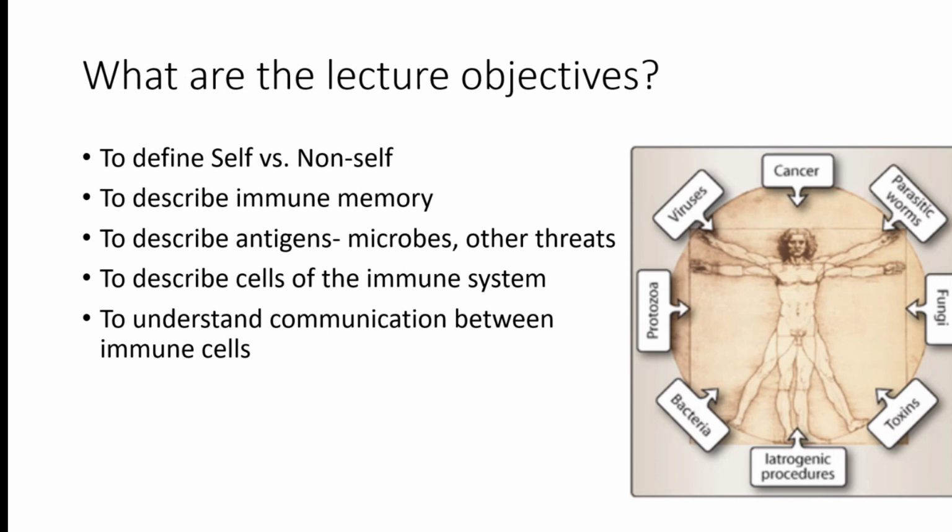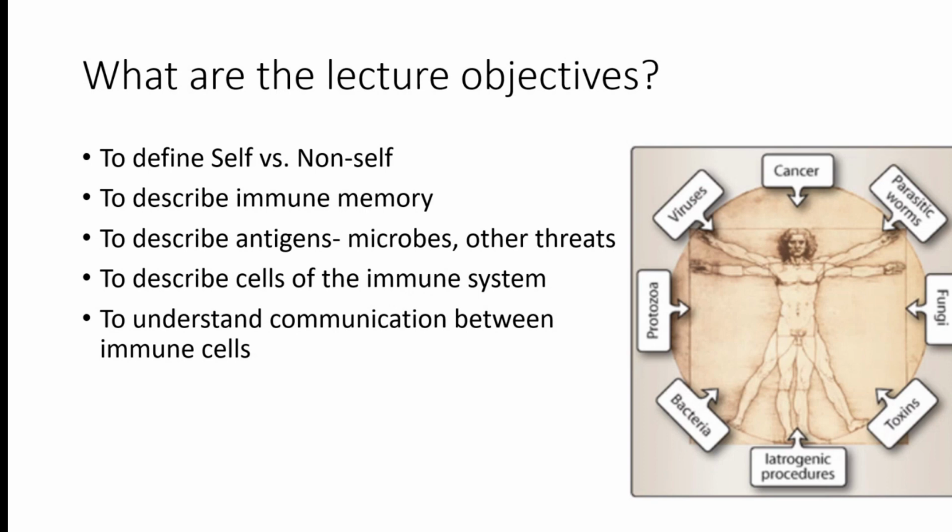In addition to our course objectives, I want to make sure that we cover the following objectives for today. Those objectives include defining the difference between self and non-self, describing what immunological memory means, talking about what an antigen is, and understanding the cells that are involved in the immune response and how they communicate with one another, right?